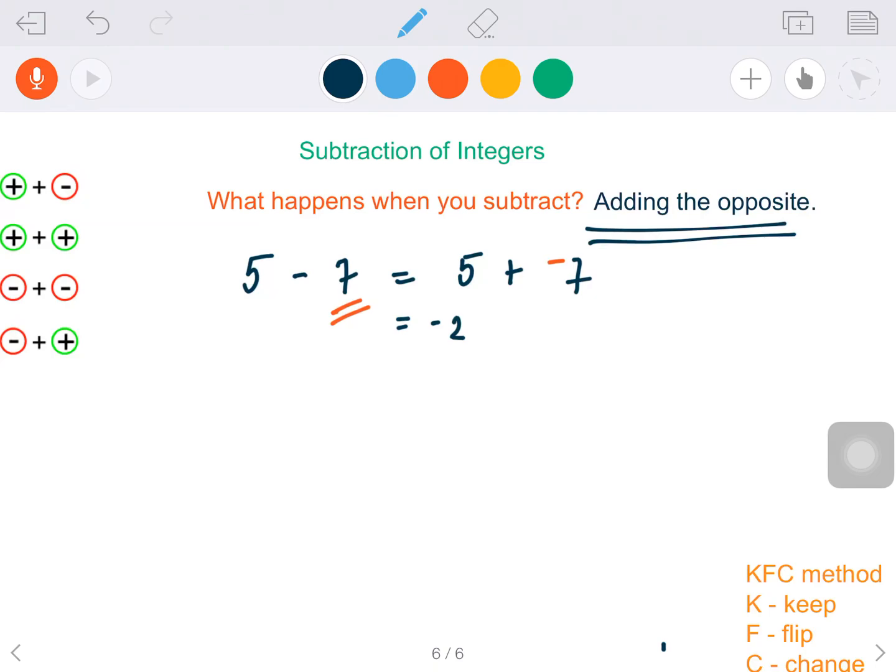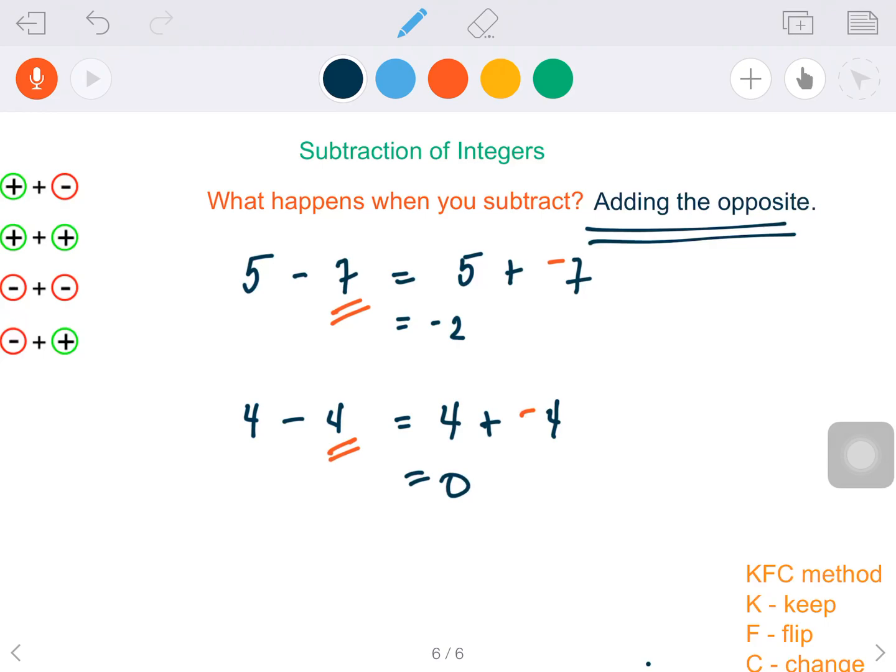So very simple. We always go back to the rules of addition when we do subtraction of integers. Now, what if you have 4 minus 4? This may sound very simple, but the process behind it is that you're adding 4 to the opposite of 4, which is negative 4. And we know that if two integers are added and they're opposites, the answer is always 0.